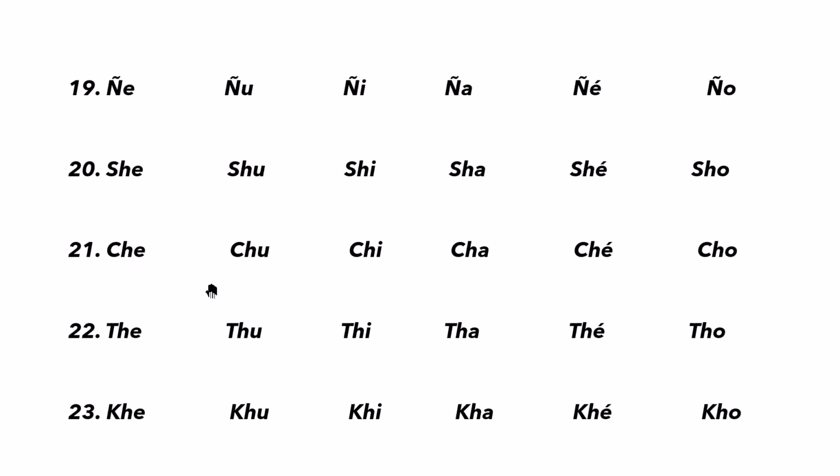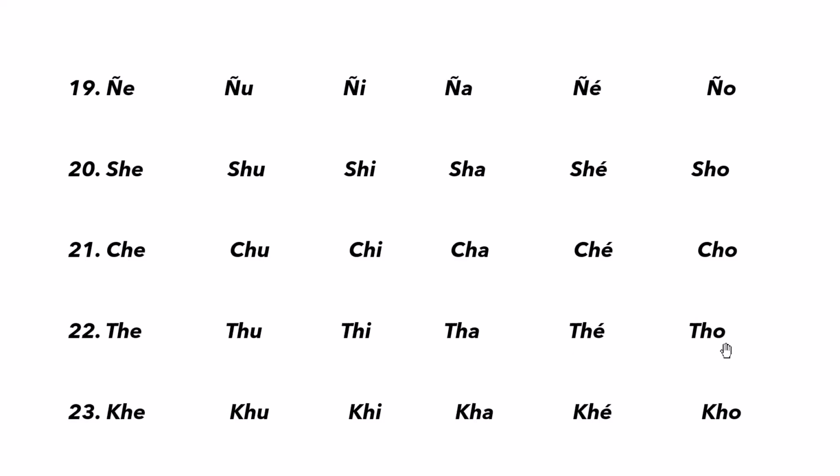So you see that, for example, let's say chiwa. Do you know what chiwa means? And do you know how to build chiwa? So I'm going to show you how to build up the word chiwa and what it means later. And number 22 we have te. Te, tu, ti, ta, tu, to.